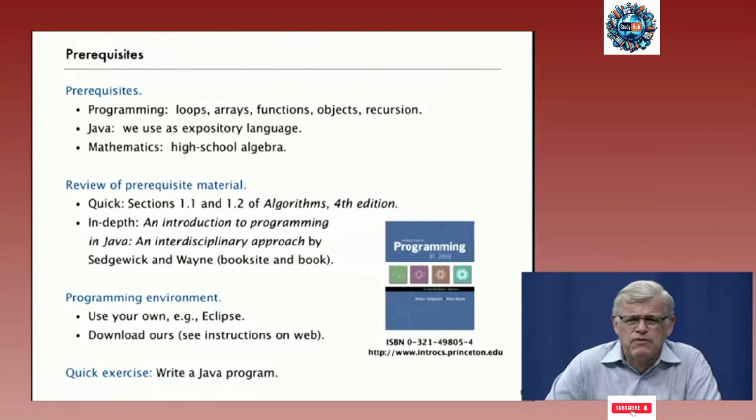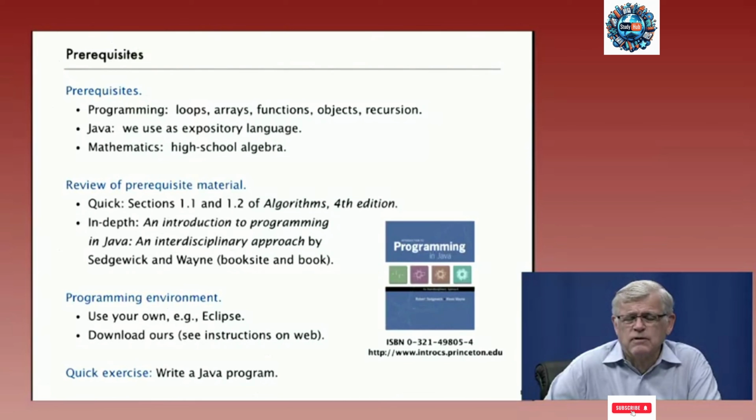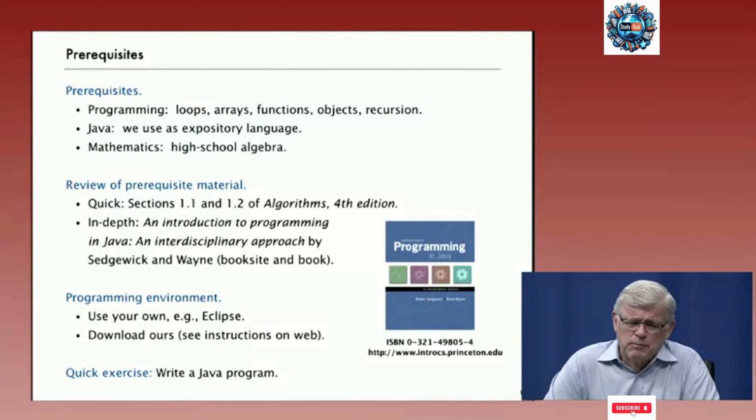If you want to review the material that we think is prerequisite to the material in this course, you can do a quick review by looking at sections 1.1 and 1.2 of the book, either at the book site or in the textbook. If you want an in-depth review, we have a full textbook called An Introduction to Programming in Java, an Interdisciplinary Approach. There's a book site and a textbook as well. But the bottom line is you should be able to program.